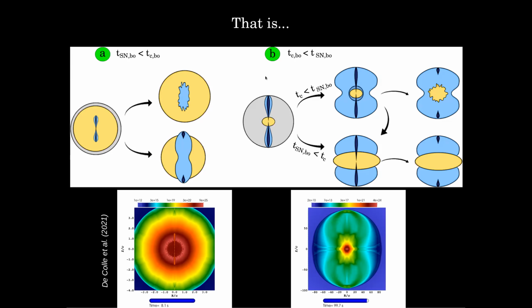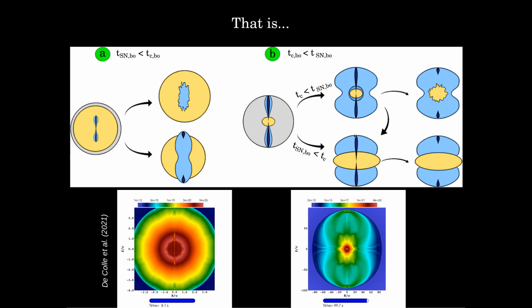When the jet breaks out, as I showed you before, there is this cocoon expanding laterally. If the cocoon arrives at the equatorial plane before the supernova breaks out from the progenitor star, then when the supernova breaks out, it will break out in the cocoon, okay? And the supernova will propagate into the cocoon.